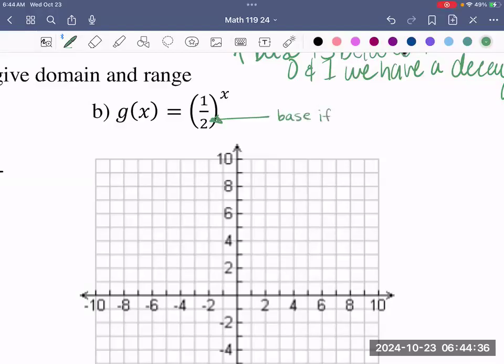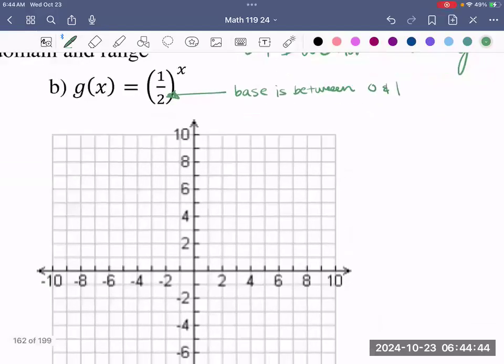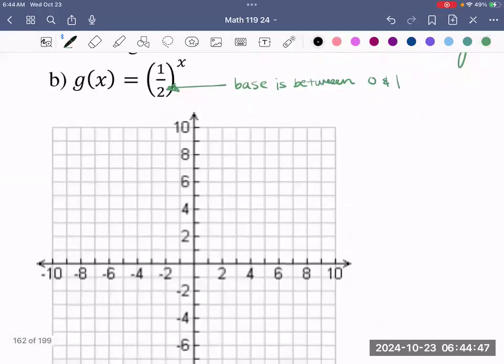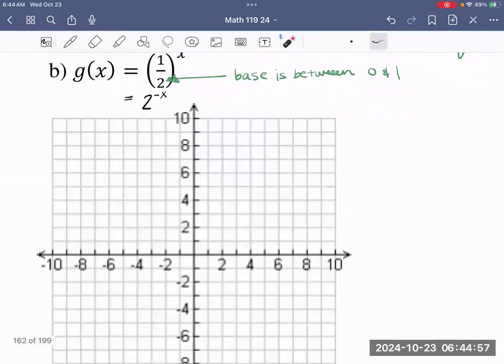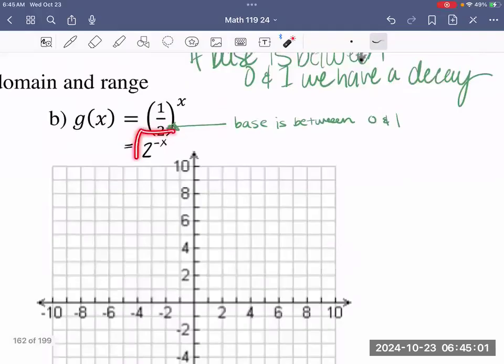Base is between 0 and 1. And you could also similarly write this as 2 to the negative x power if we wanted to take the reciprocal of it. You should be familiar with both forms, but definitely if you see it in this latter form, we want to put it into this first form.